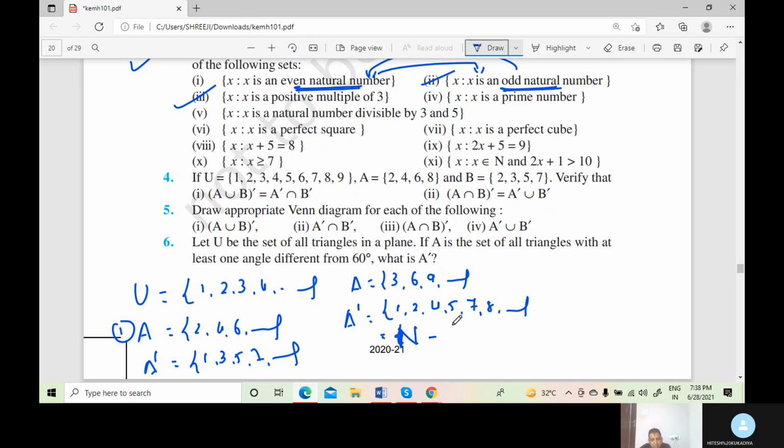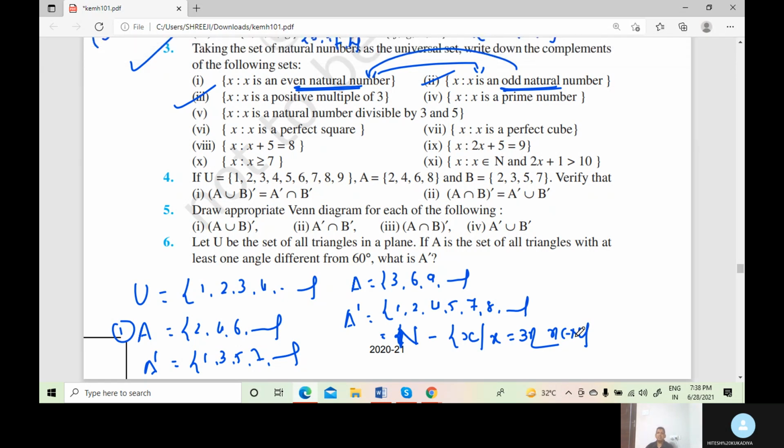First we write natural numbers minus all the elements containing x, such that x equals 3n, where n belongs to the natural numbers. All the multiples of 3 cancel in the natural numbers. Right? Very good. Okay, now the fourth question.